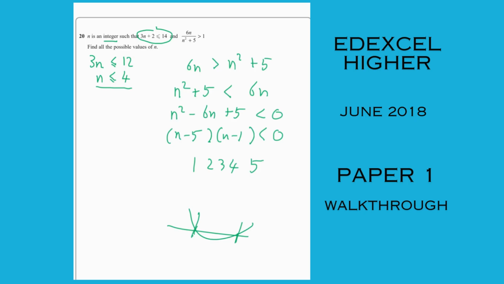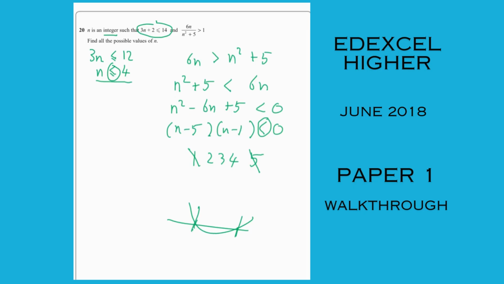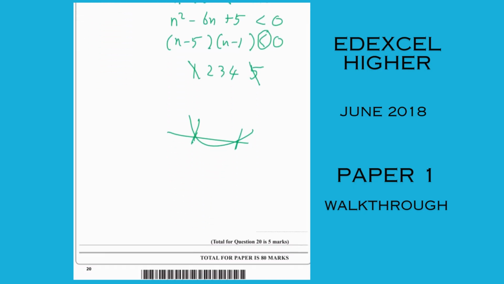All right, but because of this, although 1's a critical value, it cannot be equal to 1. Because of this constraint up here, it cannot be equal to 5, but it can be equal to 4, 3, and 2. So 1 has to be rejected. 5 has to be rejected. The answers are 2, 3, and 4.